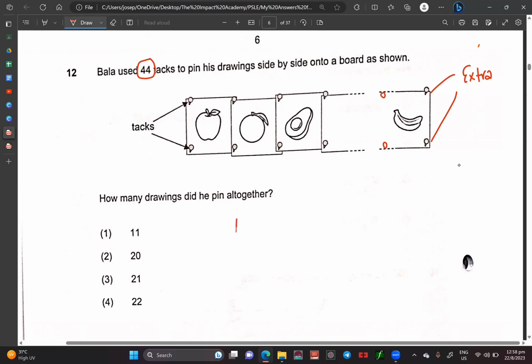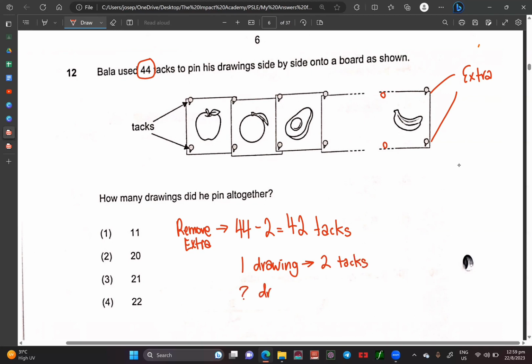So what I want to do first is remove the extra. We always write this down, that this is to remove the extra. I will simply do 44 minus 2, and I'll get 42. Now I have 42 tags in total. What I want to do next is find the number of drawings. If I know that one drawing equals 2 tags, how many drawings equal 42 tags?